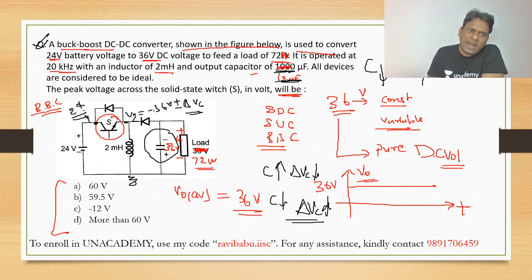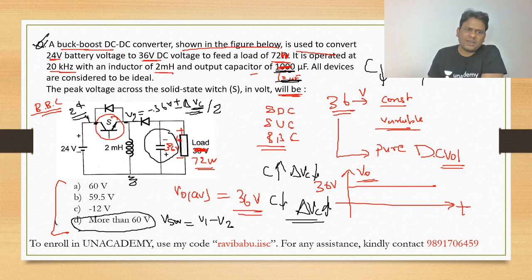And if we add here by the potential difference rule, VSW will be V1 minus V2. So V2 is already negative, so negative, negative, positive. So this voltage 24 plus 36 is 60, and this voltage del Vc will also add. Actually, del Vc by 2 will add. So del Vc by 2 will also add. It means our switch voltage will be more than 60 volt.